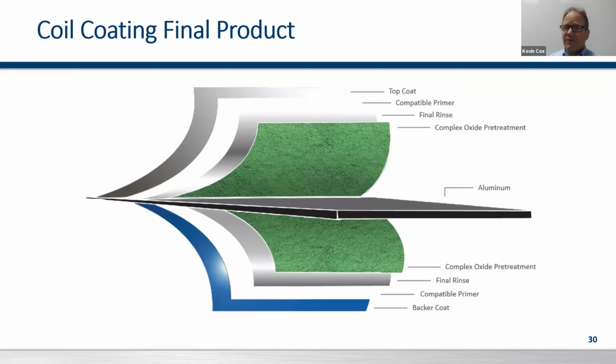This looks exactly the same if we're using steel, but generally steel is going to have a zinc coating or an aluminum zinc coating as an additional layer to prevent corrosion from weathering.